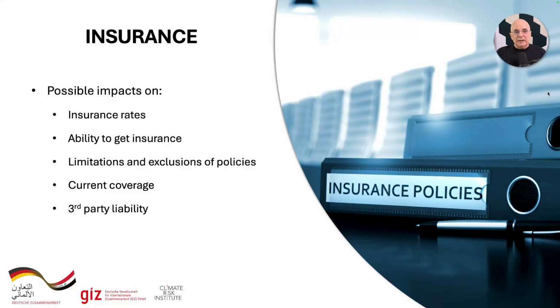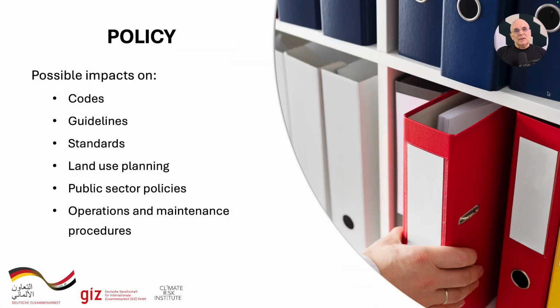Insurance. We need to consider, are there possible impacts on our insurance rates, our ability to get insurance, potentially limitations and exclusions in our policies, what our current policies actually cover, and any potential third-party liabilities we may encounter. And how does our policy reflect in the risk profile? Could there be impacts on codes, on guidelines, on standards, our land use planning, public sector policies, operations and maintenance procedures? Do events or could events possibly put us out of compliance with any of these?